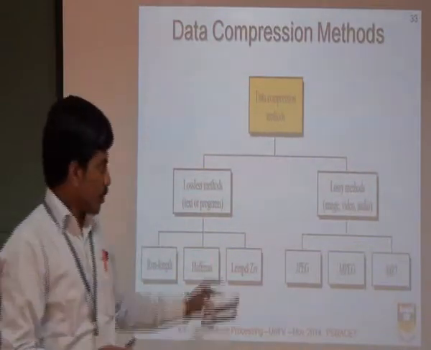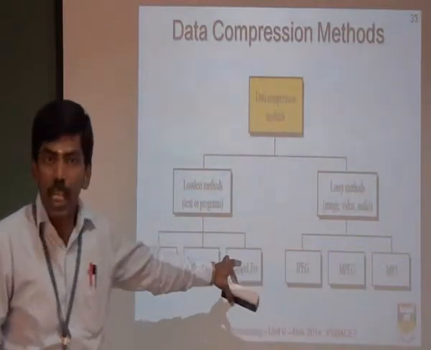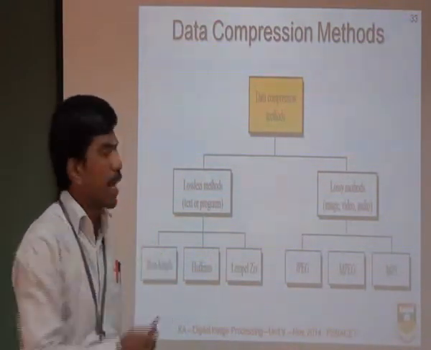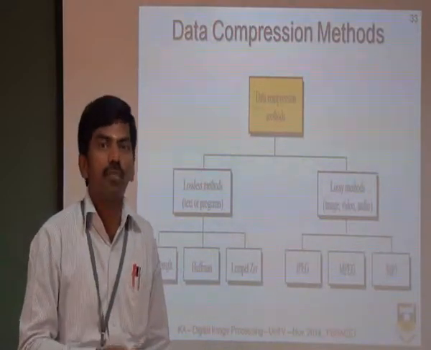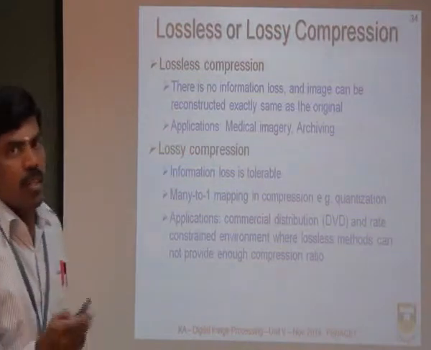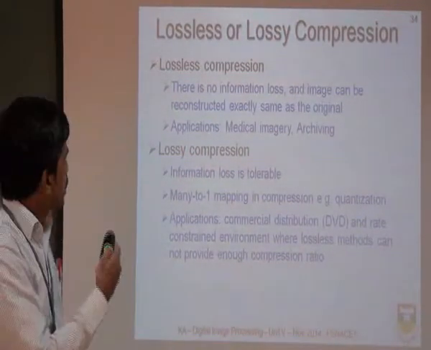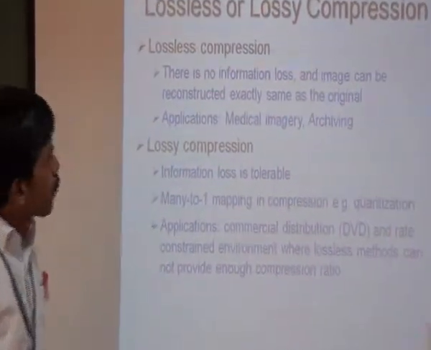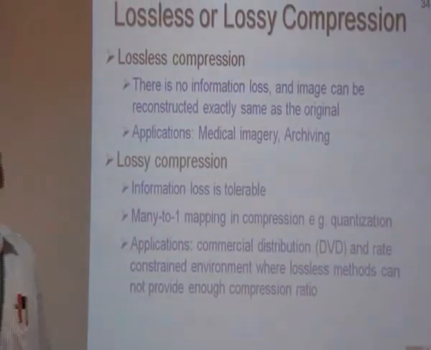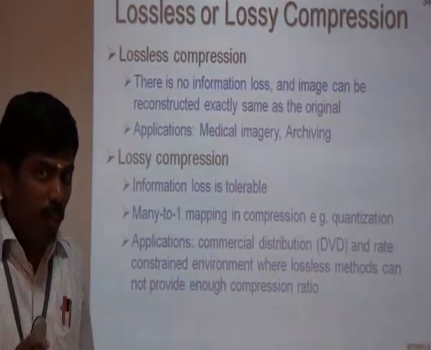JPEG is nothing but the still image. MPEG is a moving image, a dynamic image. Finally, MP3 is audio with layer 3. So that is all about lossy and lossless compression. In lossless compression, there is no information loss and the image can be reconstructed exactly the same as the original image. That is what I told.